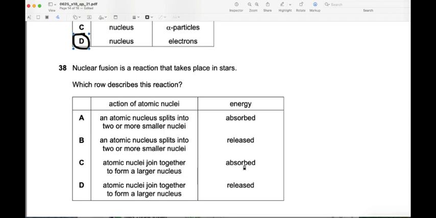Is energy absorbed? No, energy is released. Whenever this happens, energy is released. So D is the most correct answer. Okay, so we go to the next one.